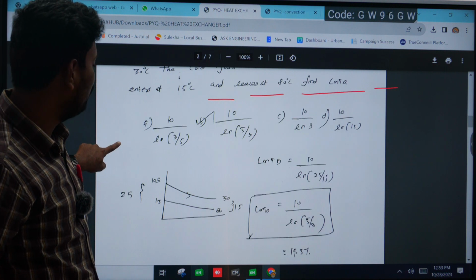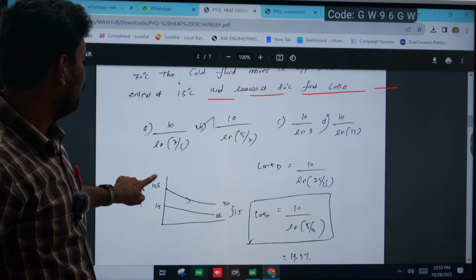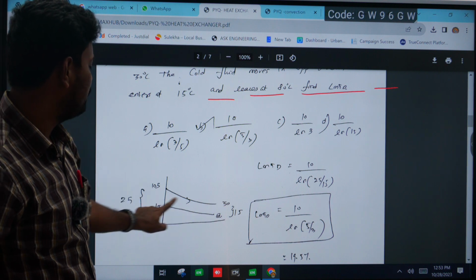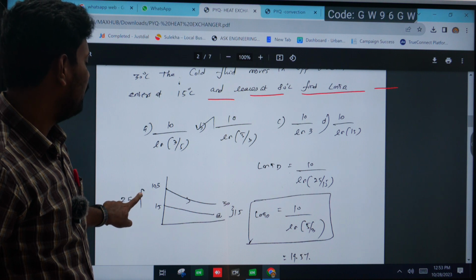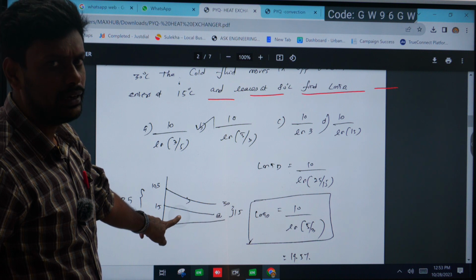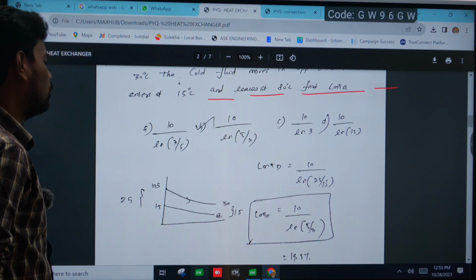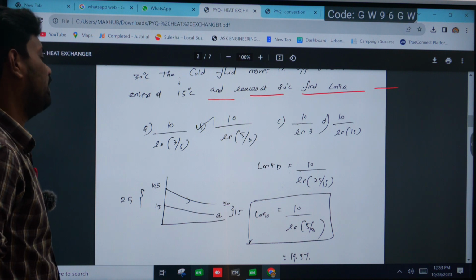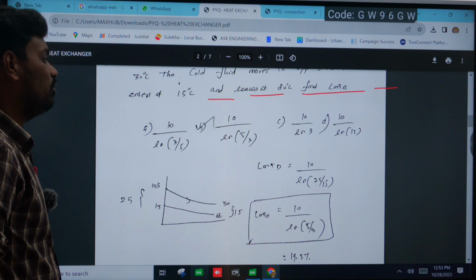So here I have drawn the graph. Hot fluid is entering at 105 and leaving at 30 degrees Celsius. Cold fluid entering at 80 degrees Celsius, leaving at 15 degrees Celsius. What is the formula? Delta T1 minus delta T2 by ln of delta T1 by delta T2. So delta T1 minus delta T2 is how much? Delta T1 is 25, delta T2 is 15. So 25 minus 15 is 10 by ln of 25 by 15.